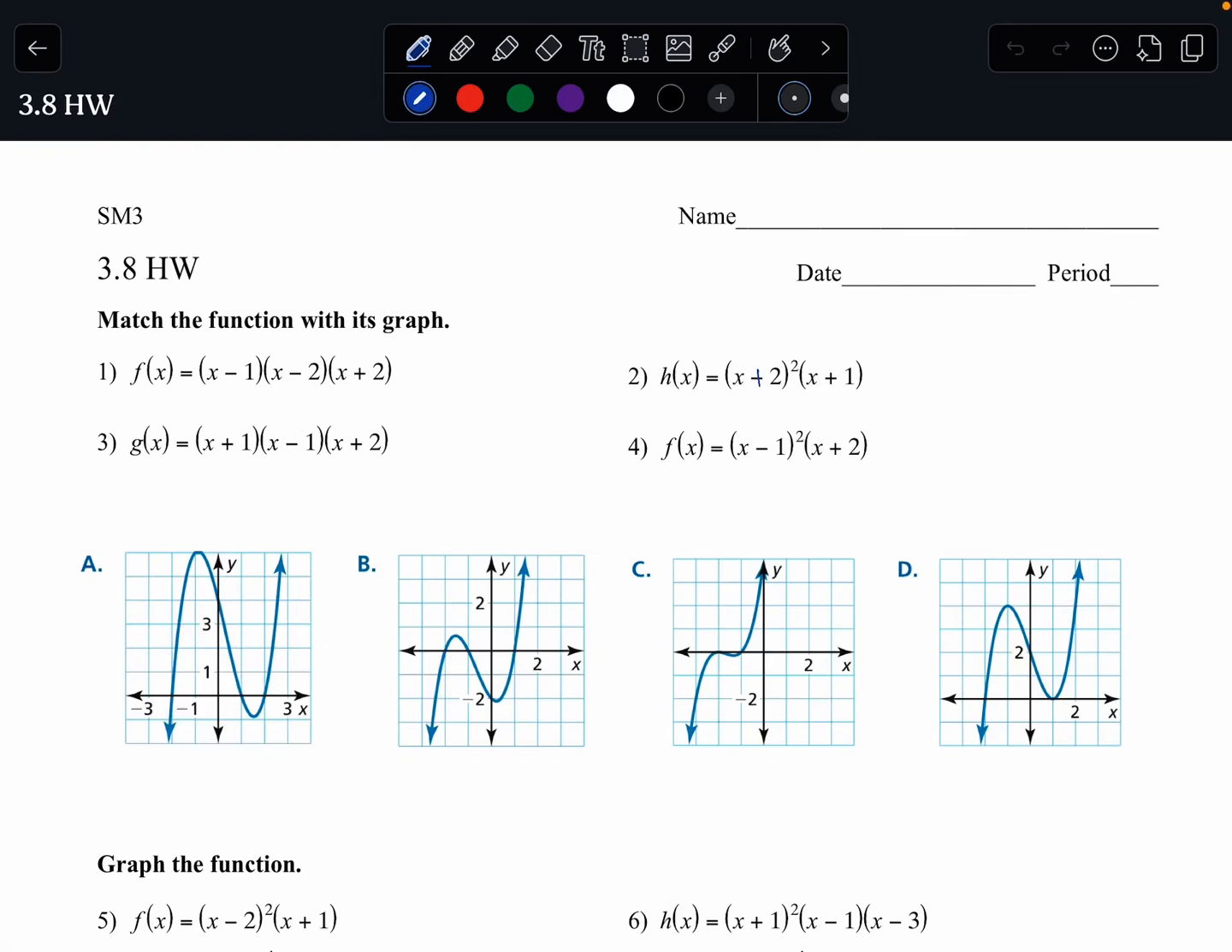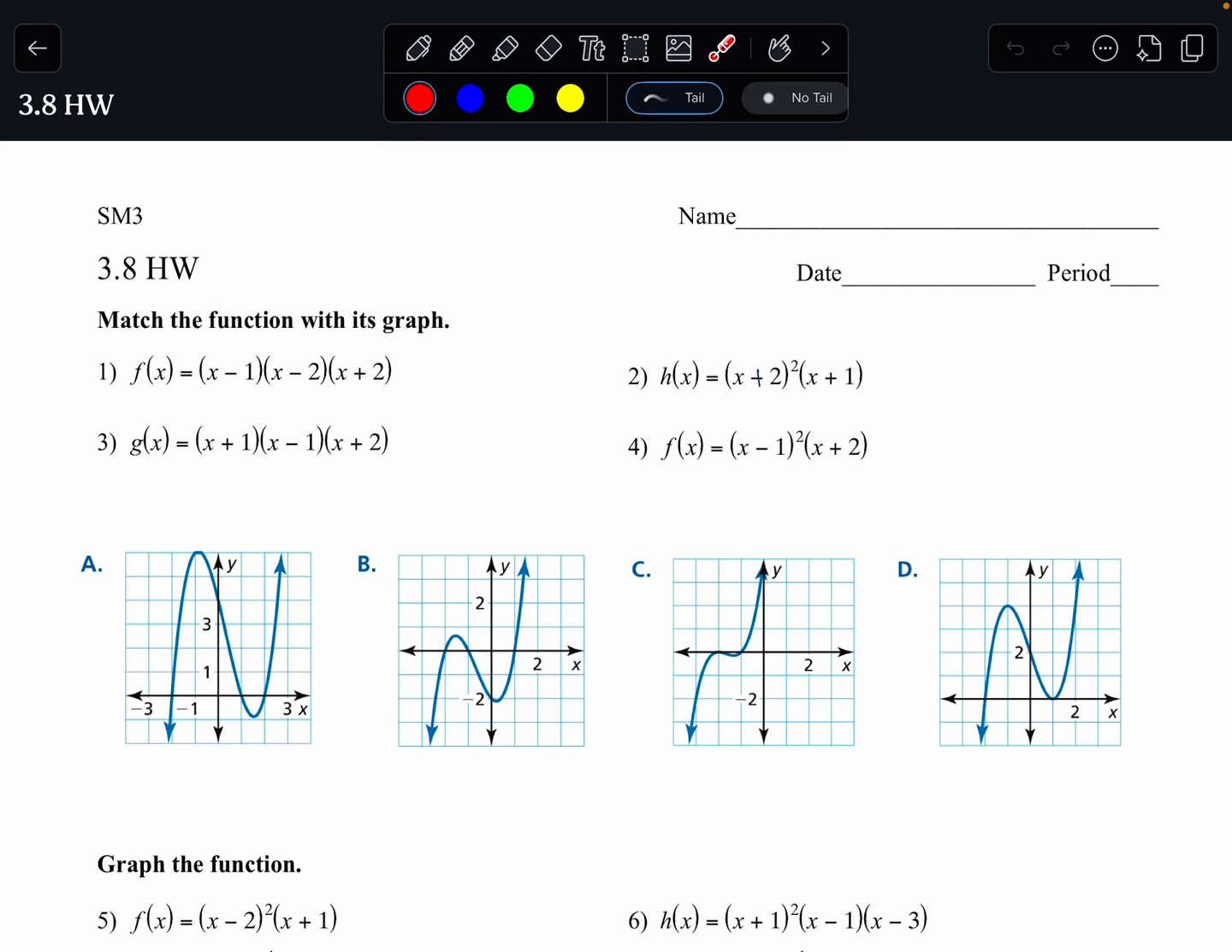Alright, this is going to be for 3.8 homework. For questions 1 through 4, we're just taking these functions here and matching them with the graphs accordingly. So basically how we're going to do this is by finding the zeros. So the zeros for here are going to be 1, 2, and -2.